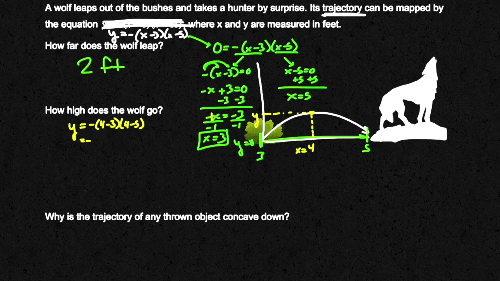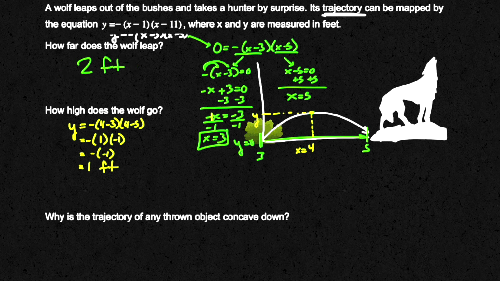So I replaced both x's with a 4, and let's just evaluate this now. So negative will just stay in front, and then 4 minus 3 is 1, and 4 minus 5 is negative 1. All right, so 1 times negative 1 is negative 1, but there's still that negative in front. So negative 1 would just be like positive 1. So this y value is just 1. So it's a pretty small jump. He just went 1 foot in the air and 2 feet across the ground.